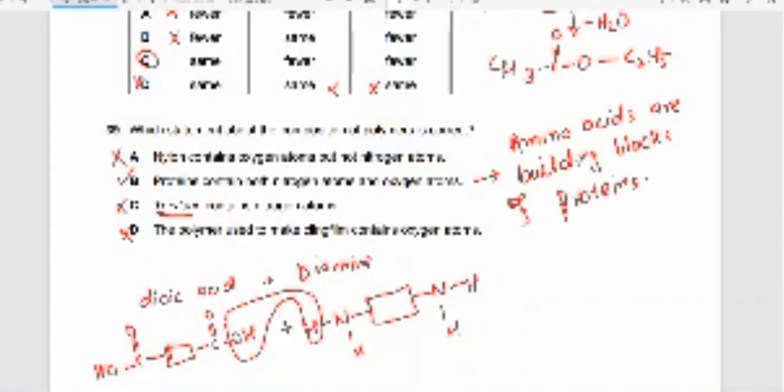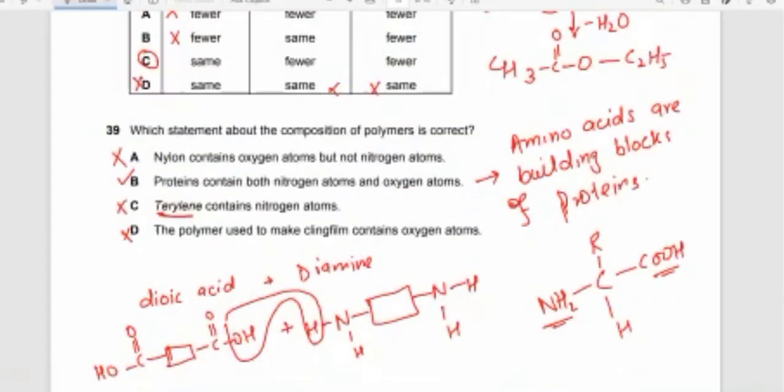What is an amino acid? Carbon, alkyl group, COOH, hydrogen and NH2. Amino and acid are both in the same molecule. This is an amino acid. It has an amino group and an acid group, so that's why it is called an amino acid. These combine, so hydrogen will be released from here and OH from here. In this way H2O will be released. But there is oxygen as well and nitrogen as well. It contains both oxygen and nitrogen. So option B is correct.